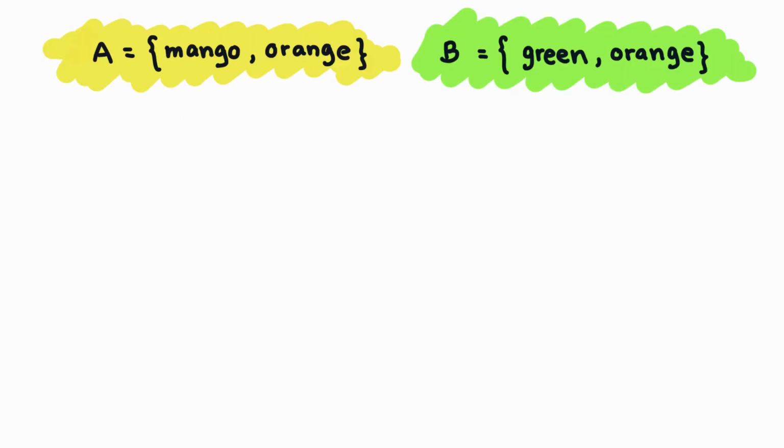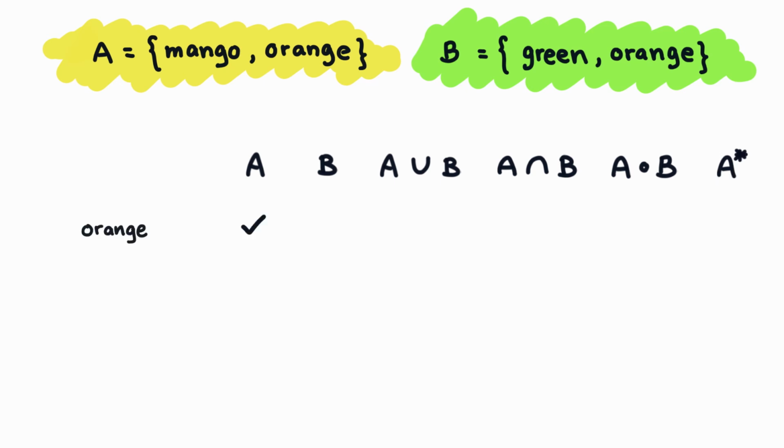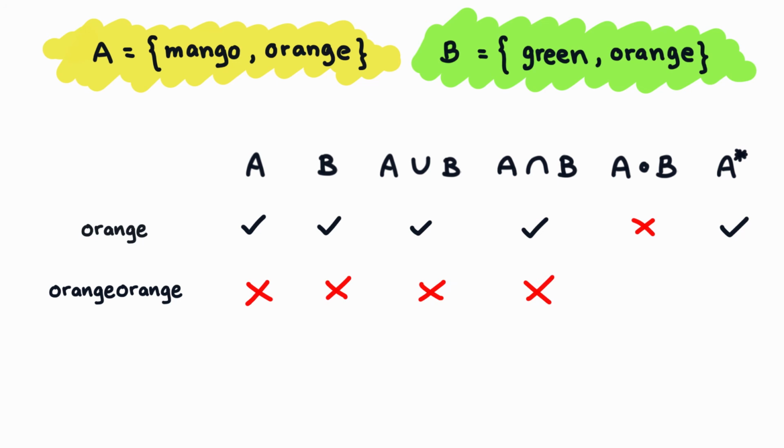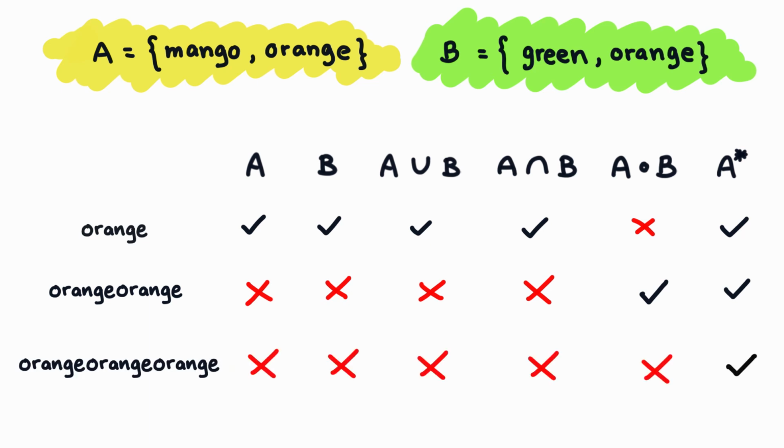It's good to pause here for a bit and to think about which strings would belong in certain languages and which would not. Like orange is in both languages A and B, A union B, A intersection B, A star, but it is not in A concatenate B. Orange orange, however, is not in languages A, B, A union B, A intersection B, but it is in A concatenate B and A star. And orange orange orange is only in A star. So be sure that you understand how there are differences between the languages that result from operations, but there are some overlaps too.